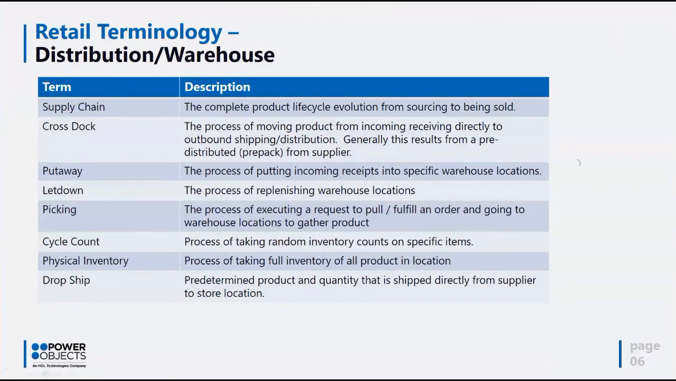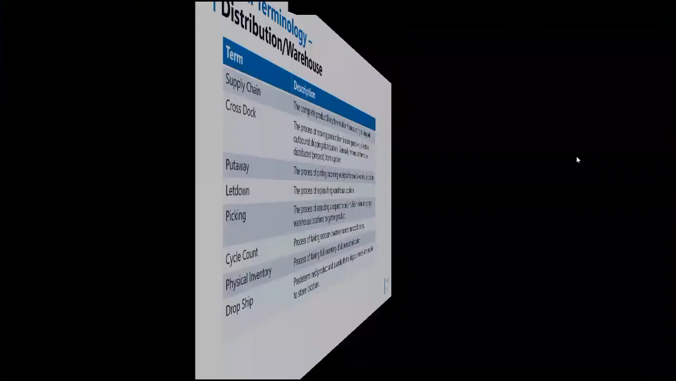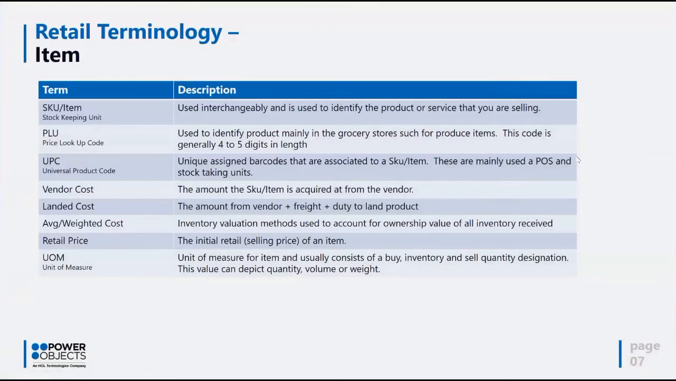I'm going to go to the next slide so we don't waste too much time. One of the retail terms I wanted to talk about here is the PLU, or the price lookup. That's used to identify items like grocery store produce. If you go in and buy an apple, you'll see a 4 or 5 digit PLU on the product, and also a UPC, which is a universal product code, which is unique and assigned barcodes that are associated to a SKU or item.